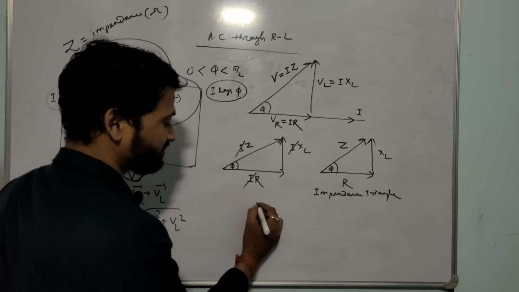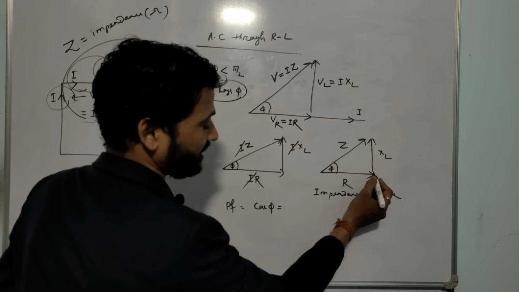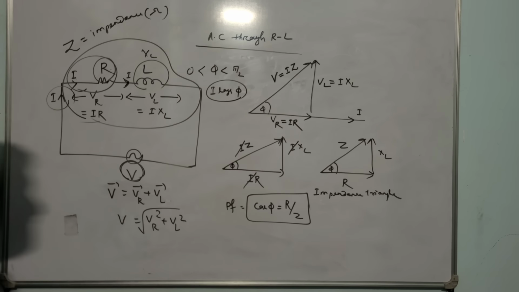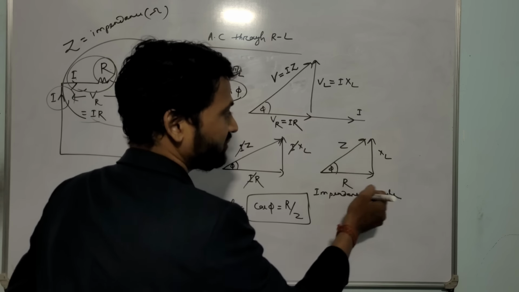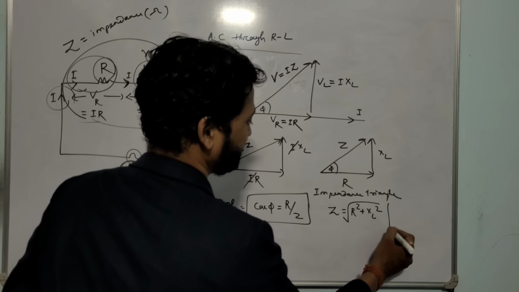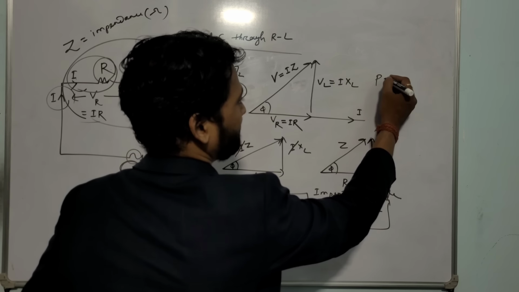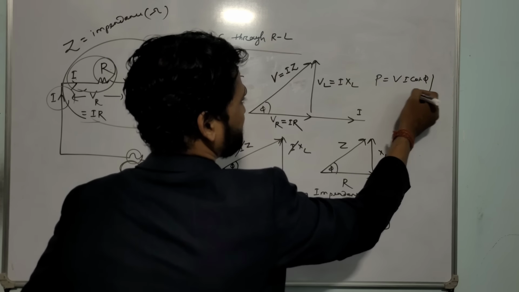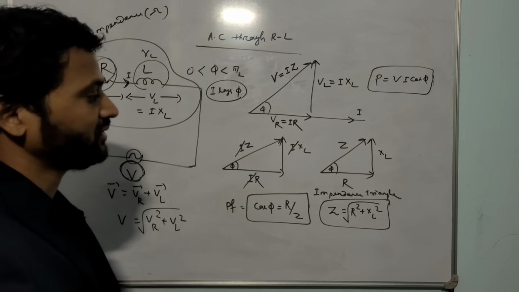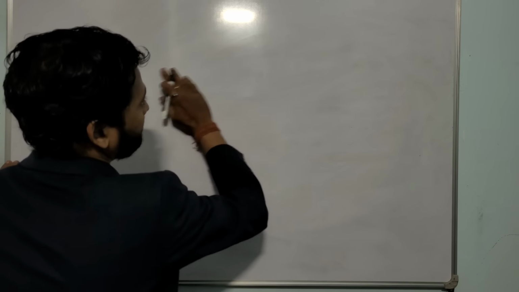And here tell me, what is the power factor cos phi? It is a right angle triangle. Cos phi is B by H. B means R, H means Z. So the formula for cos phi is R upon Z. And it is a right angle triangle, so you use Pythagoras theorem. Z will be the square root of R square plus XL square. This is the expression of impedance. Now can you tell me the expression of power? Power will be VI cos phi. Here cos phi is not 0 since it is an RL circuit. That angle lies between 0 to 90 degrees. I hope it is clear.